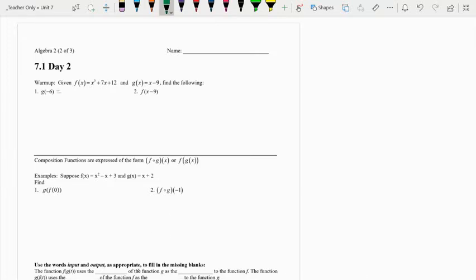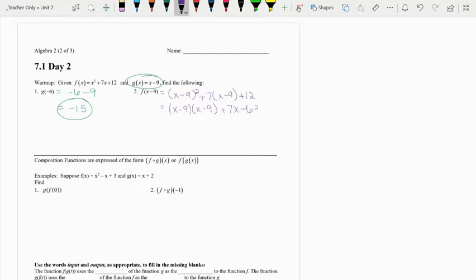G of -6 means I would have just plugged in -6 here. So we would have -6 minus 9, which would have given me -15. Now on the next one, when I plug in x minus 9, we get x minus 9 squared plus 7 times x minus 9 plus 12. Hopefully we remembered this means we need to FOIL x minus 9 here.